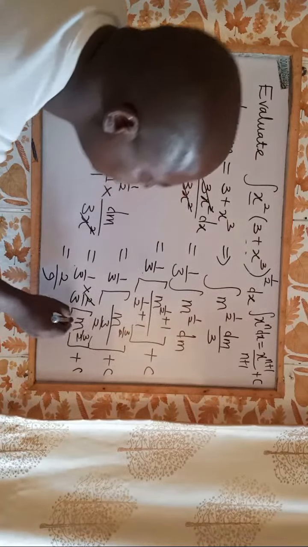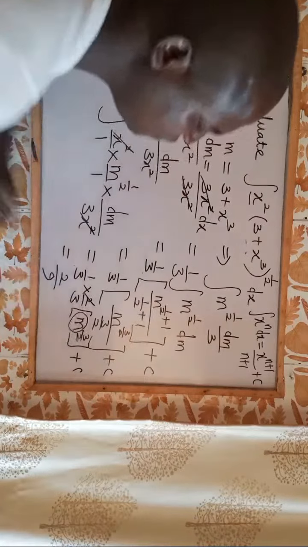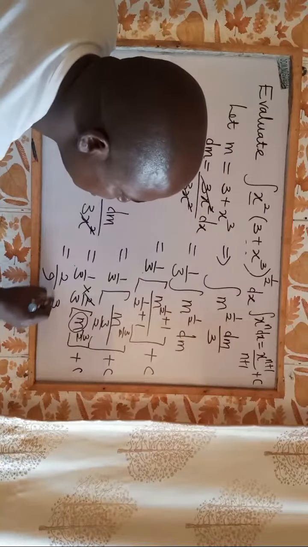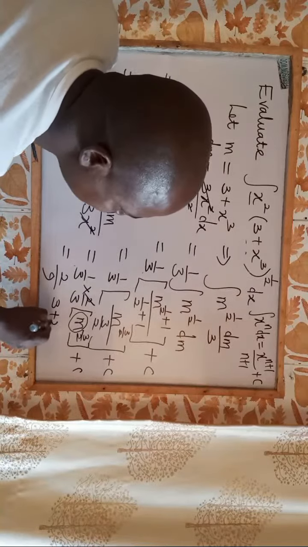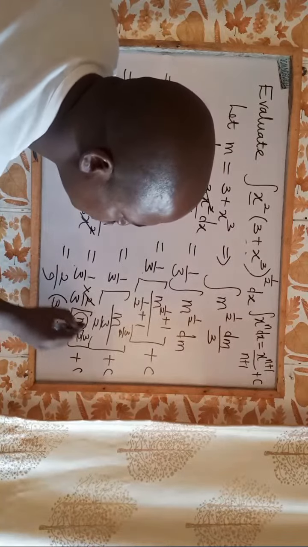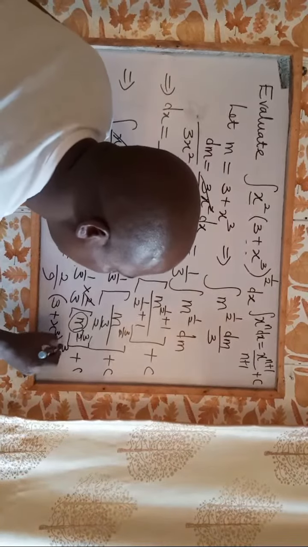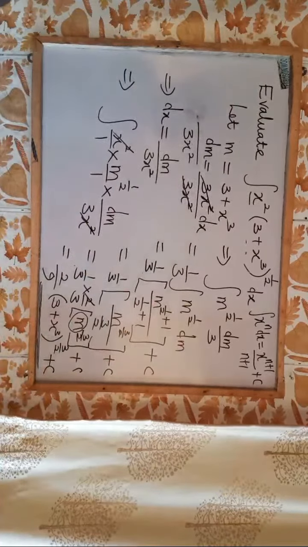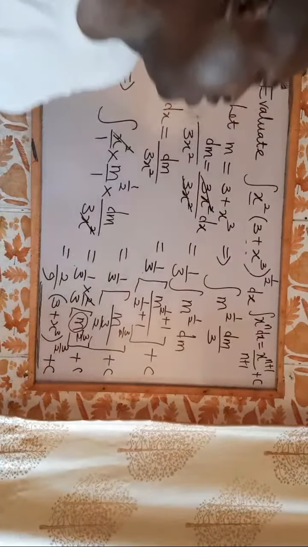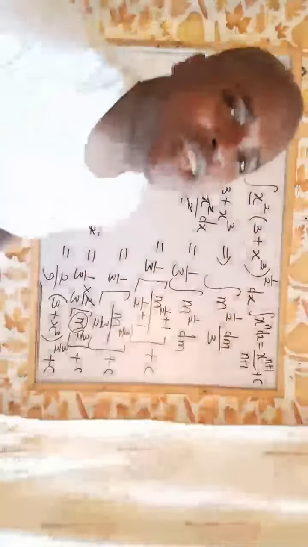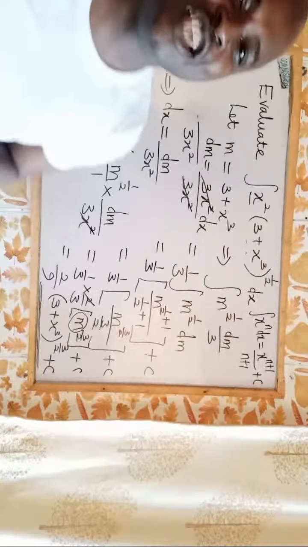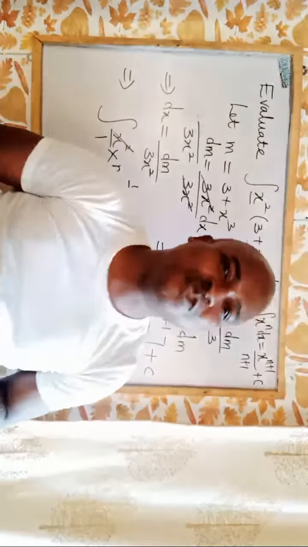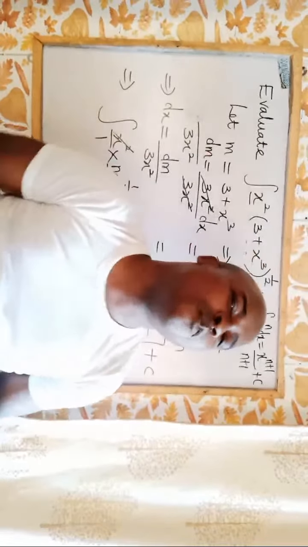Then we are going to substitute back the value of this m. If you substitute back the value of m, you will have 3 plus x cubed, everything to the power of 3 all over 2. Then we have plus c. That is the solution to this particular question. So as you can see, solving questions under integration is always very simple when you use the normal formula to solve it.